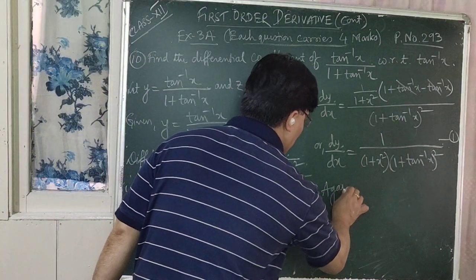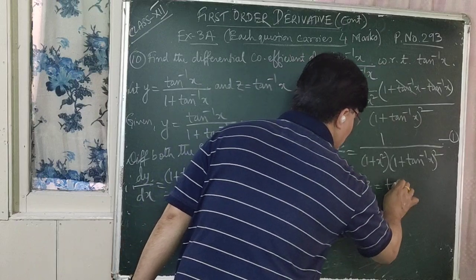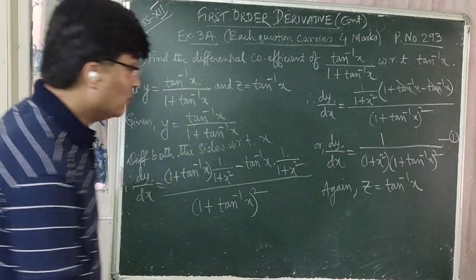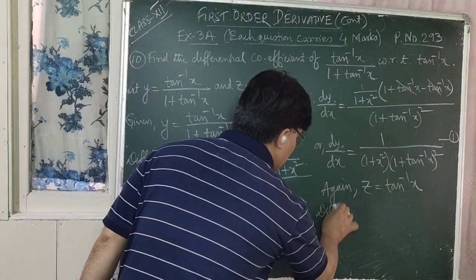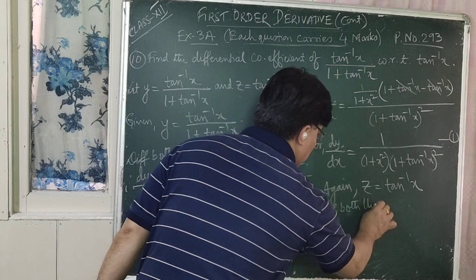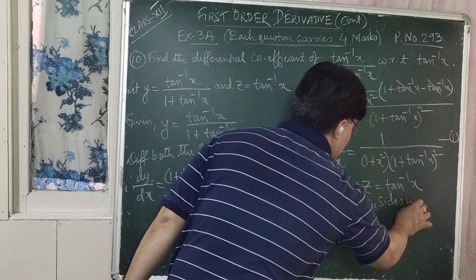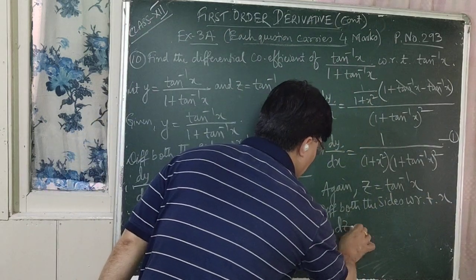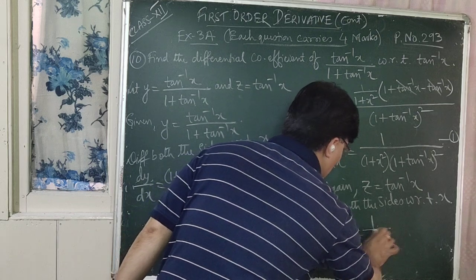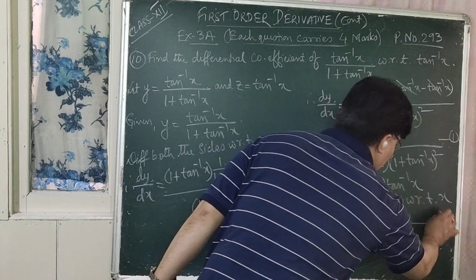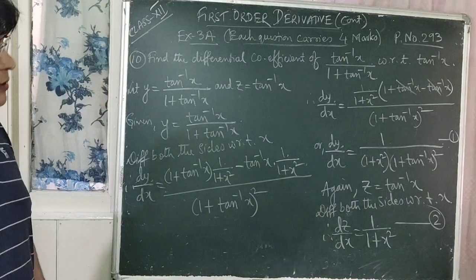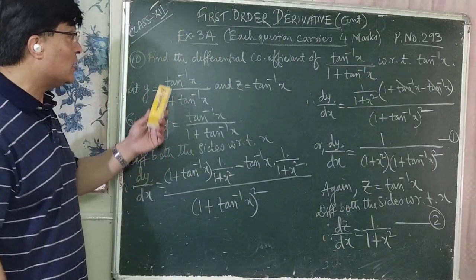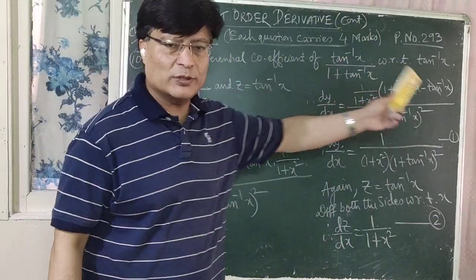Again, z is equal to tan inverse x. You can easily differentiate it by using the formula, isn't it? Right now, differentiating both the sides with respect to x. So what is dz by dx? dz by dx is equal to 1 upon 1 plus x square. Number 2. Now we should divide 1 by 2 to get dy by dz. Actually, you have to find out the differential coefficient of y with respect to z.